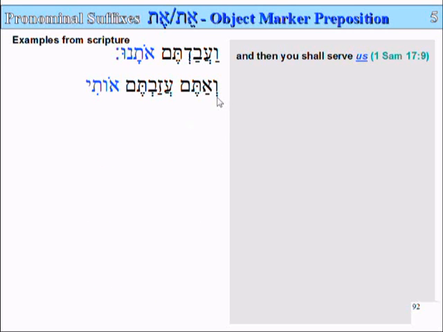The next example. Va'atem azavtem oti. Va means and. Atem means you. Azavtem, you forsook. Azav means to forsake. Oti, me. Va'atem azavtem oti. Okay, let's have a look at the next example.